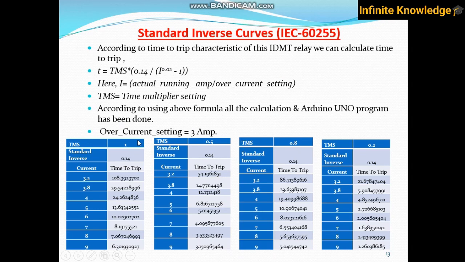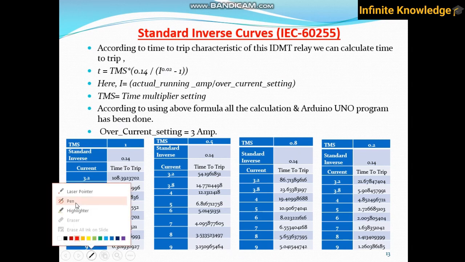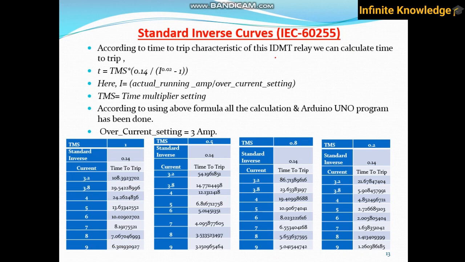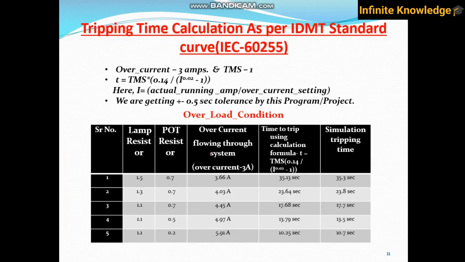So this is our standard inverse curve according to the IEC standard, and according to the time to trip characteristic of the IDMT relay, we can calculate the time. This is a formula that we already know, and you also know the actual current and the overcurrent setting. Overcurrent means the value you added when you were starting your hardware project. This current value is 3 for this one.